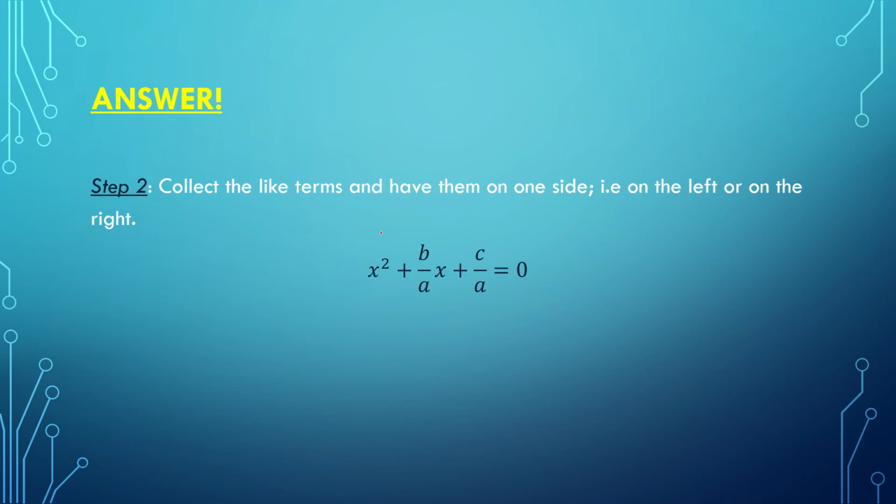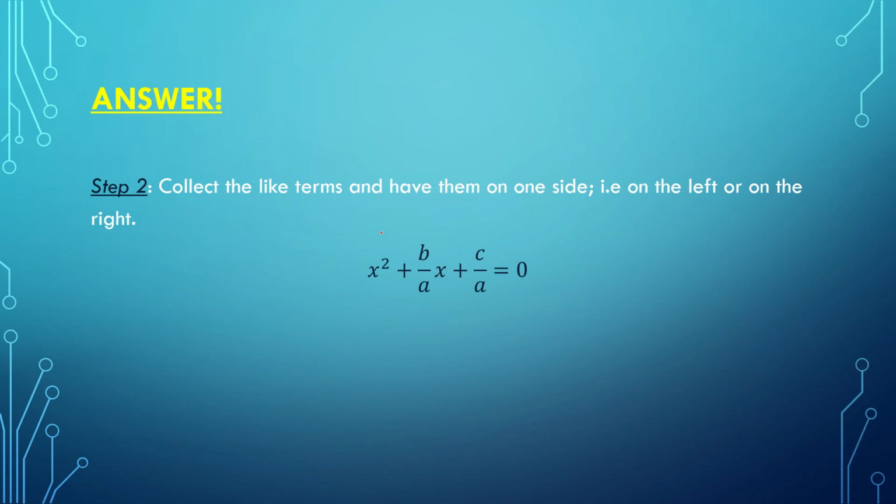We know that our equation is x squared plus b over a x plus c over a is equal to 0. Basically, what are the like terms here? The unknown is x, because that's what we are solving for. If you're solving for x, which is the unknown, we notice that x squared plus b over a x are similar terms. They both bear the unknown. But c over a is what we call a constant, so it doesn't bear any unknown.